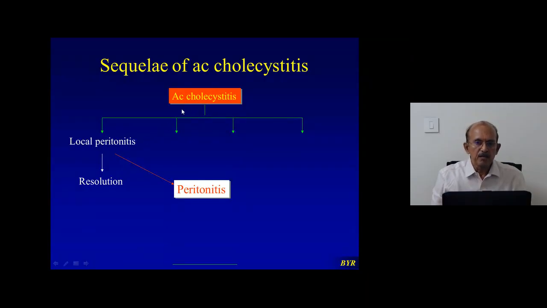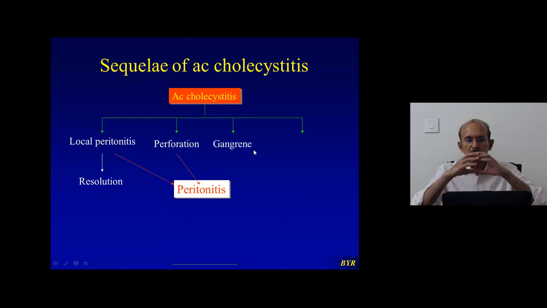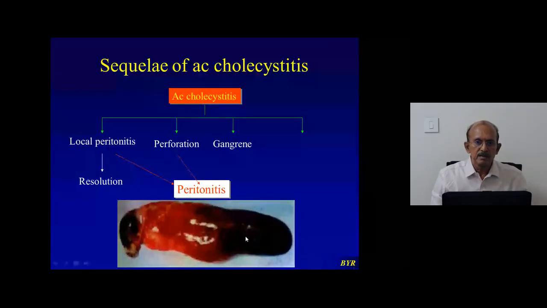Then other sequelae of acute cholecystitis: if the infection becomes severe, the wall becomes thin, it gets perforated, and again it leads to peritonitis. Or if the wall distends, stretches, then vascularity gets impeded, and that produces gangrene of the gallbladder, and that produces peritonitis. So you can see the gangrenous gallbladder.